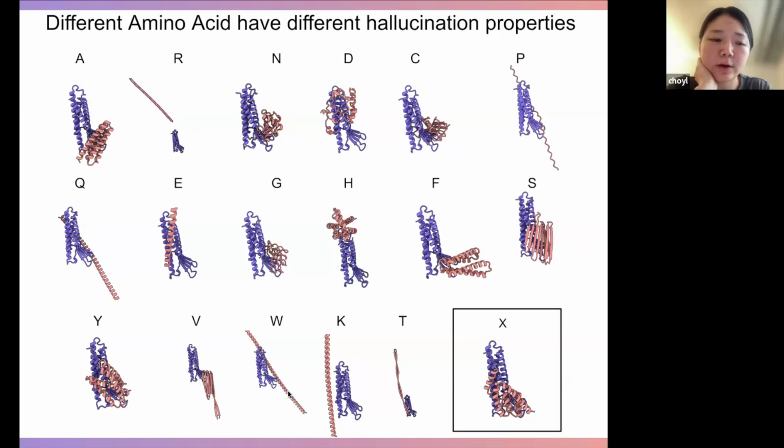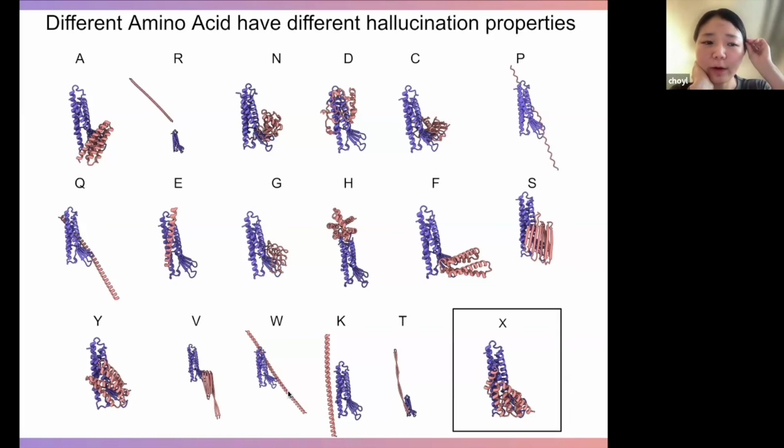And more interestingly, they're not only folding into alpha helical structures. Some fold into beta sheet structures, and some into alpha and beta mixes. I think they usually follow the distribution of the residue in real proteins. For example, valine is highly enriched in beta sheet structures, and if you fold a valine repeat protein, it just folds into multiple beta sheets. So we could probably think of it as the model hallucinating, but still following the amino acid features throughout the prediction process.